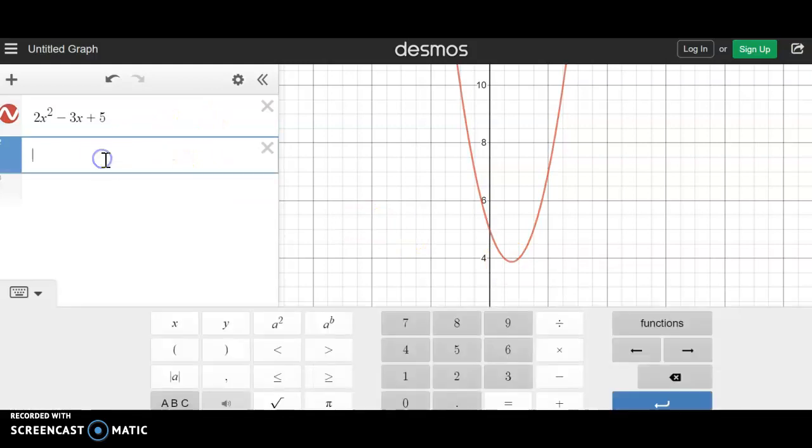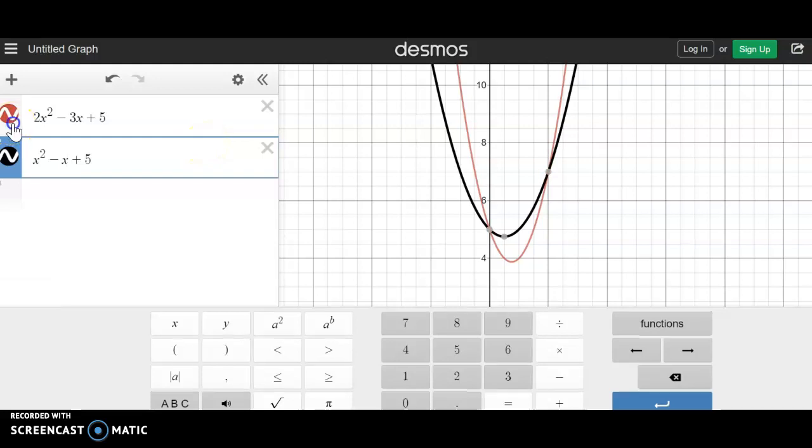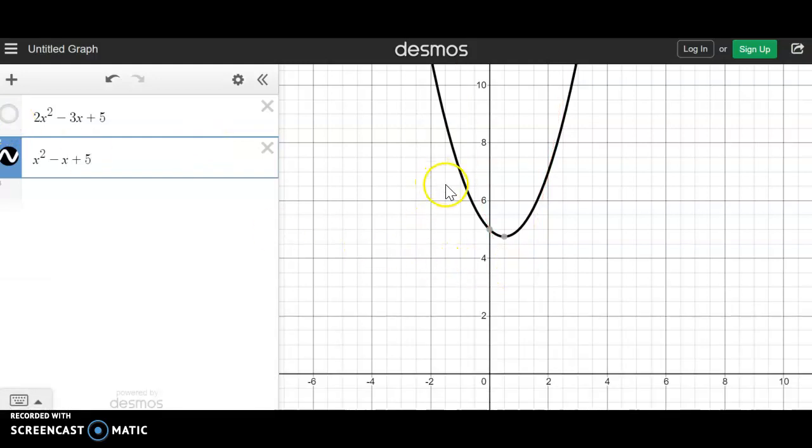I'm going to do another one, and I have x squared minus x plus 5, and I'm going to turn this one off, and notice that it is at positive half, and you already know that it's opposite of b over 2a.